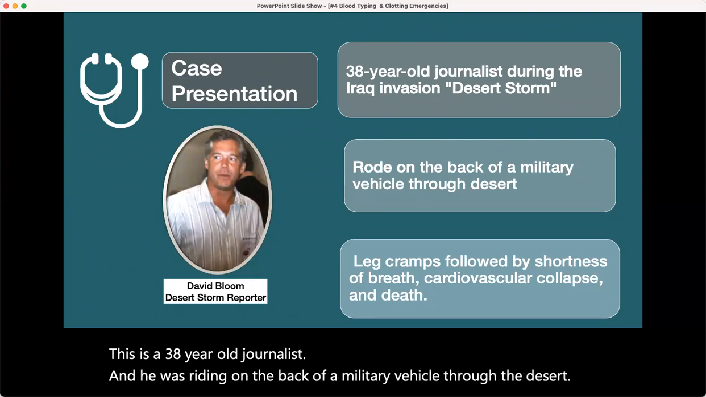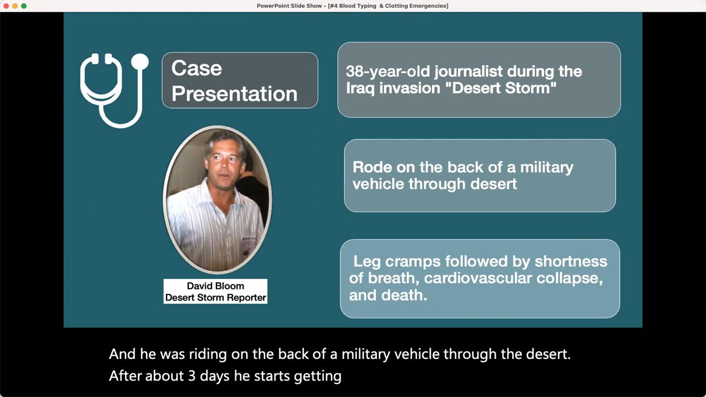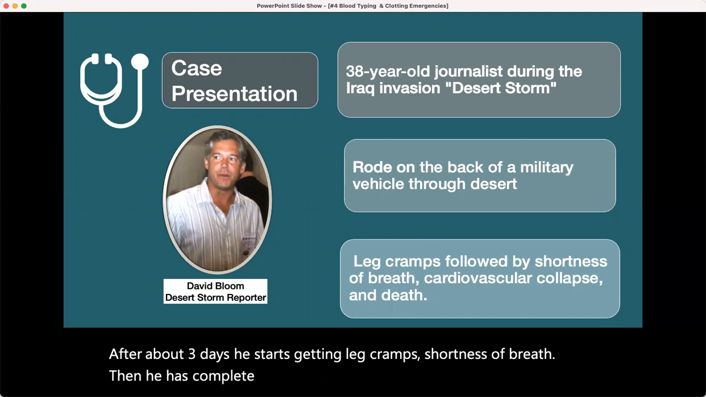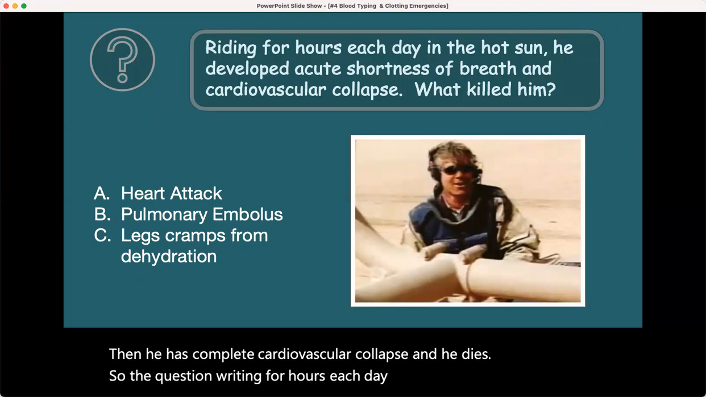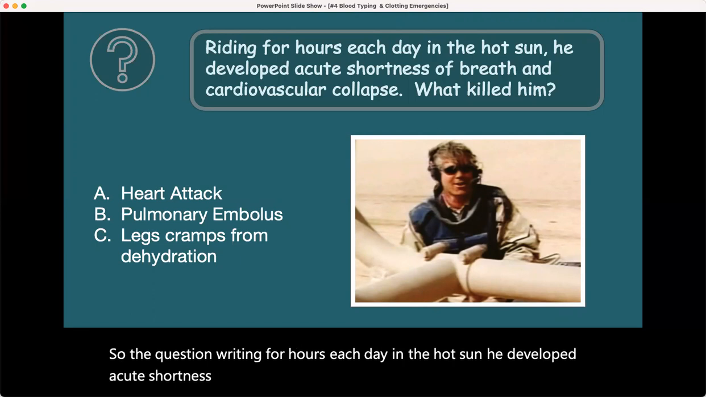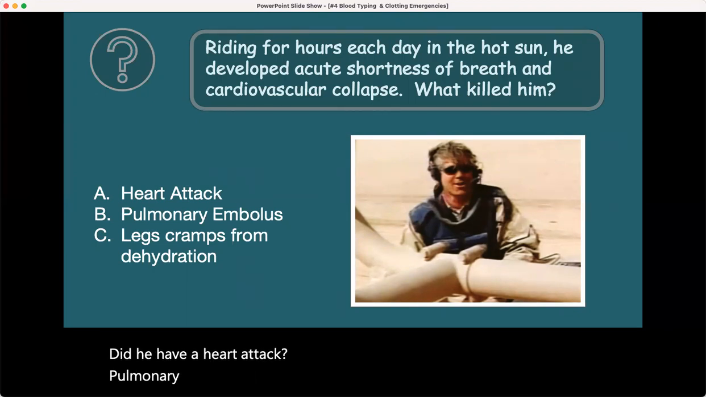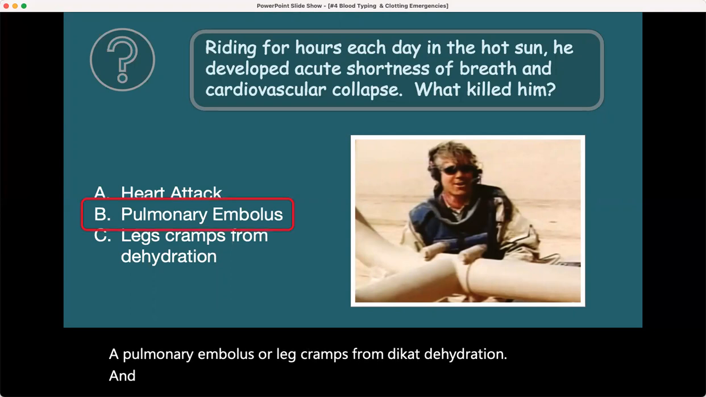After about 3 days, he starts getting leg cramps, shortness of breath. Then he has complete cardiovascular collapse and he dies. So the question: riding for hours each day in the hot sun, he developed acute shortness of breath and cardiovascular collapse. What killed him? Did he have a heart attack, a pulmonary embolus, or leg cramps from dehydration? And the answer is he ended up having a pulmonary embolus.